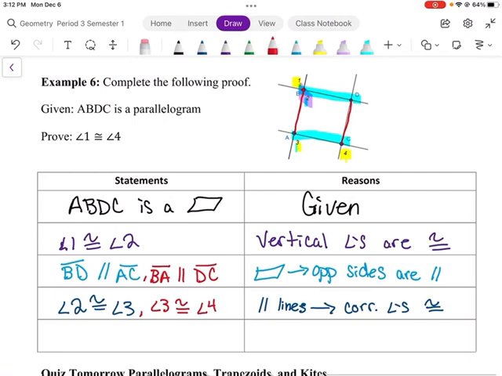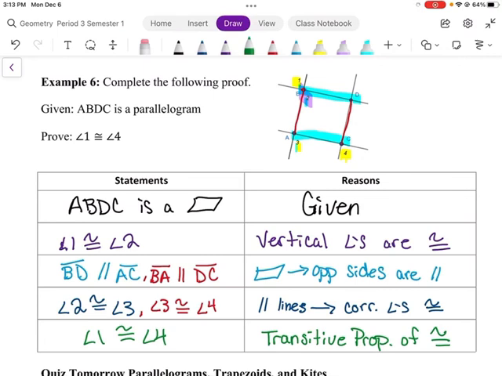Now we have enough information to say that angle 1 is congruent to angle 4 using the transitive property of congruence. And we would follow the train. 1 is congruent to 2, 2 is congruent to 3, and 3 is congruent to 4, which means that 1 is also congruent to 4.